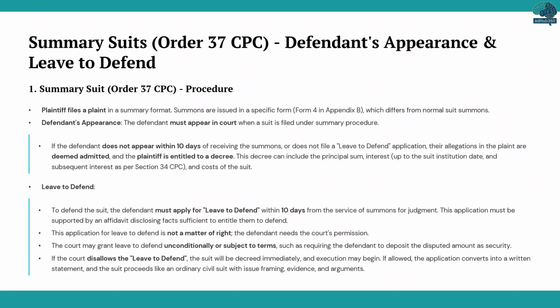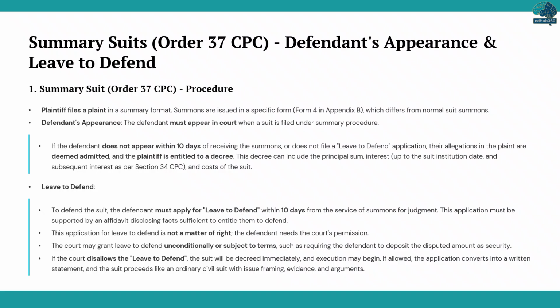Now, how do summary suits actually work? The plaintiff files a plaint in a specific summary format, and summons are issued in a special form, different from normal suit summons. The defendant must appear in court within 10 days of receiving these summons. If they don't appear, or fail to file a leave to defend application, the allegations in the plaint are considered admitted, and the plaintiff is entitled to a decree, including the principal sum, interest, and costs.